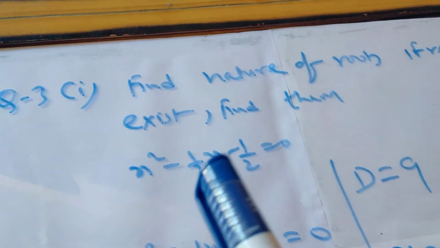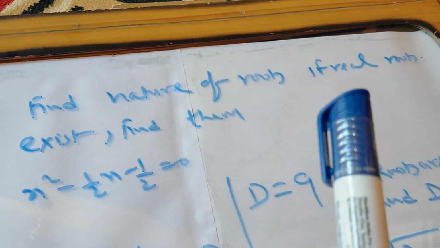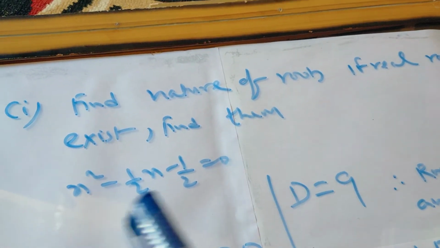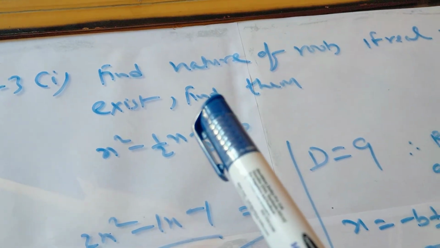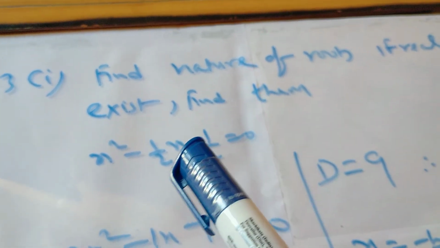Students, see question number 3, first part. In this question, find the nature of the roots. If the roots are real, then find them. Means you have to find the roots also. First we have to find the nature of the roots, then we have to find them.